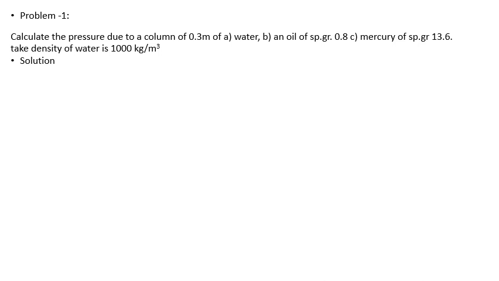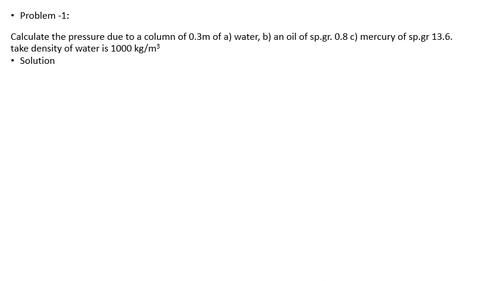Calculate the pressure due to a column of 0.3 meter. The first case is water, the second one is an oil of specific gravity 0.8, the third one is mercury of specific gravity 13.6. Take the density of water as 1000 kg per meter cube. Here the height of the column is given as 0.3 meter. So for that 0.3 meter, what is the pressure?